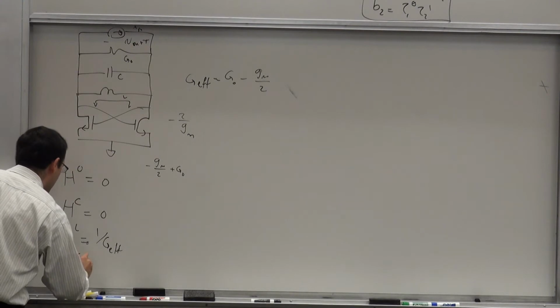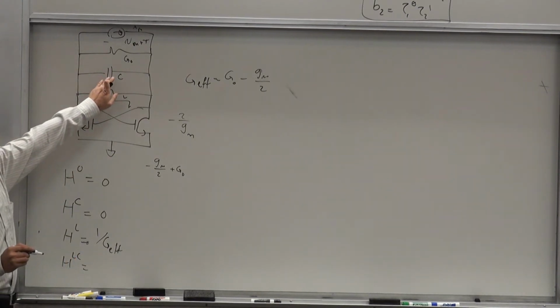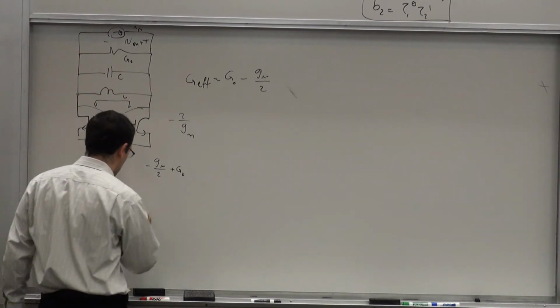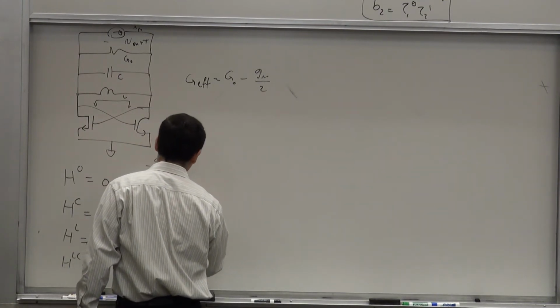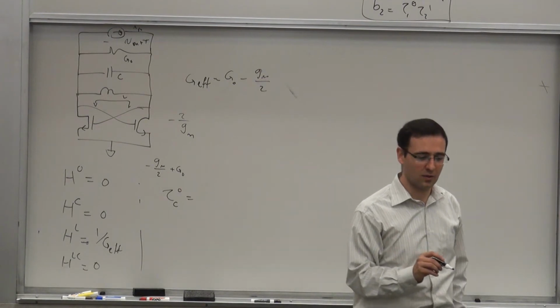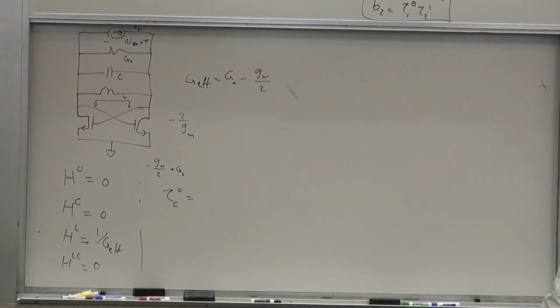And HLC is what? L is open, C is short. So it's 0 again. So this is the only non-zero term. Time constants. Tau C0. What is the resistance seen by the capacitor when the inductor is at zero value? Zero, yes. It would be minus 1 over G effective.